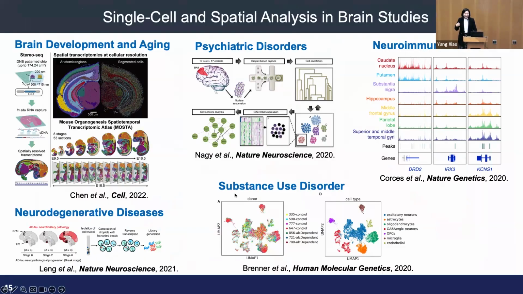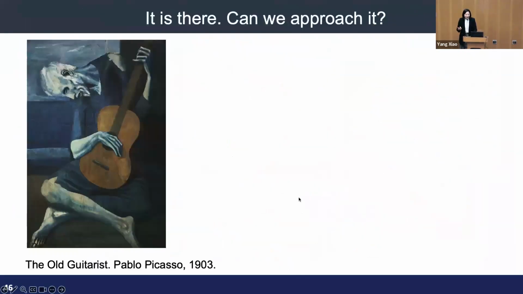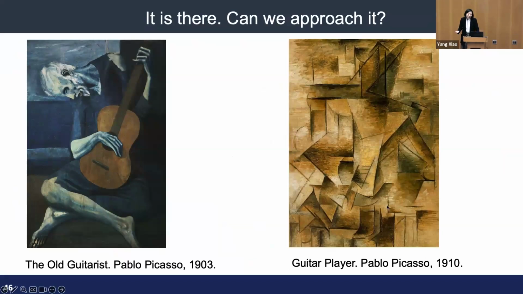I felt we're at the age where Picasso is painting cubism of the same guitar player. So the two paintings are portraying the exact same player, but the information can be interpreted very differently. We felt that we're still in the age of cubism, the simplicity to an extreme. All the information is there. The question is, can we approach it?